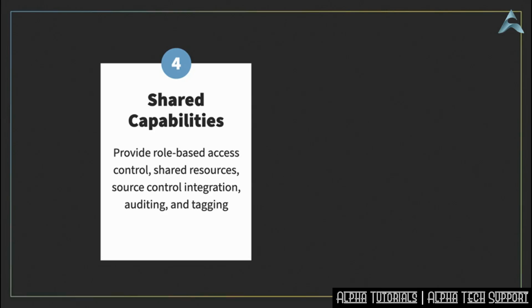And second in the shared capabilities is the RBAC, role-based access control, that I was just mentioning. Azure Automation provides role-based access control to automation resources for a fine-grained regulated access. And the next one in the shared capabilities is the source control integration. The source control integration feature of Azure Automation provides configuration as code where you can use source control to check in runbooks and configurations.